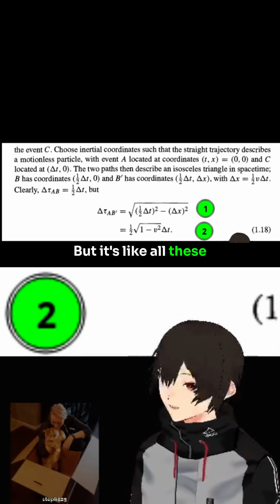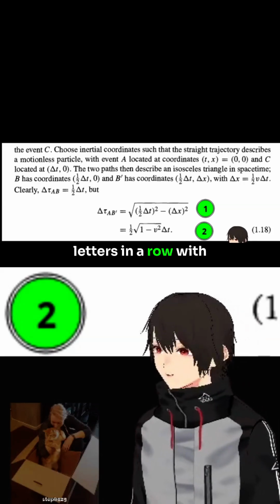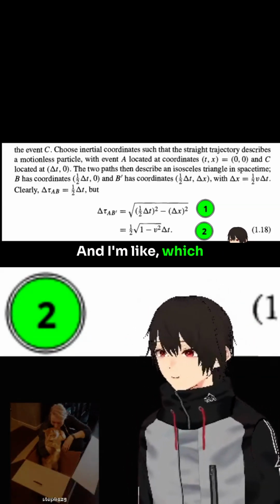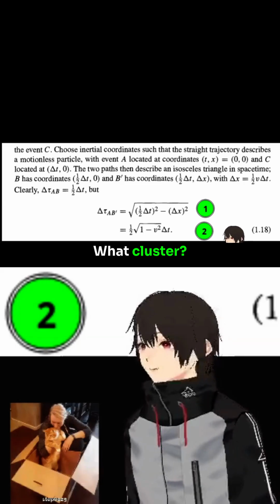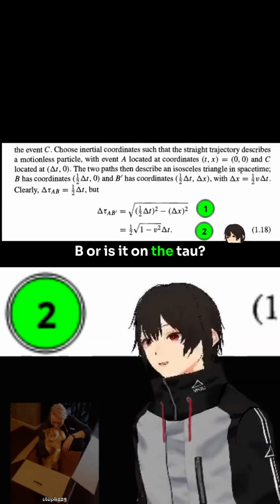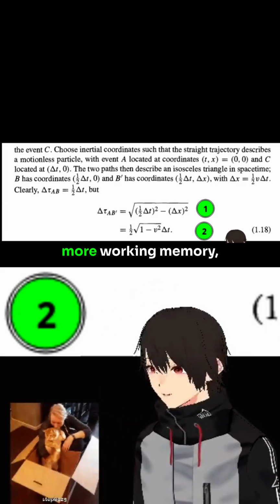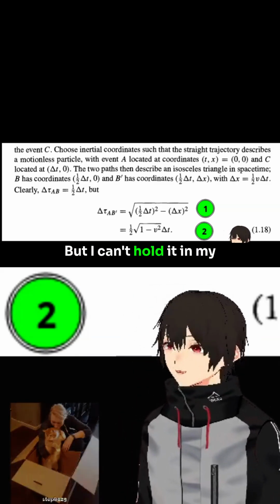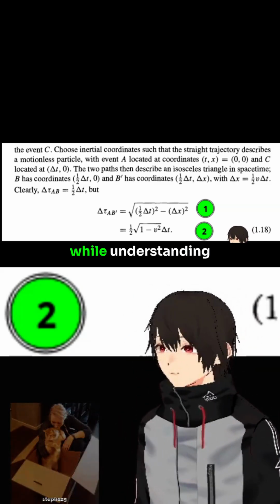But it's like all these Greek letters, 12 Greek letters in a row with subscripts, superscripts. Like these are the subscripts, A, B. And I'm like, which subscript goes with which letter? What cluster? Like when you see a prime, is it on the B or is it on the tau? And I think if I had more working memory, I could figure it out. Like I think he tells you, but I maybe can't hold it in my head all at the same time while understanding the equation.